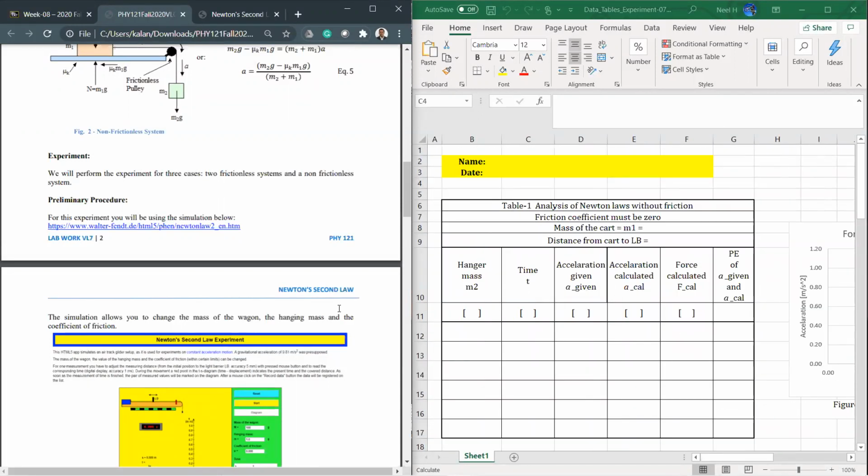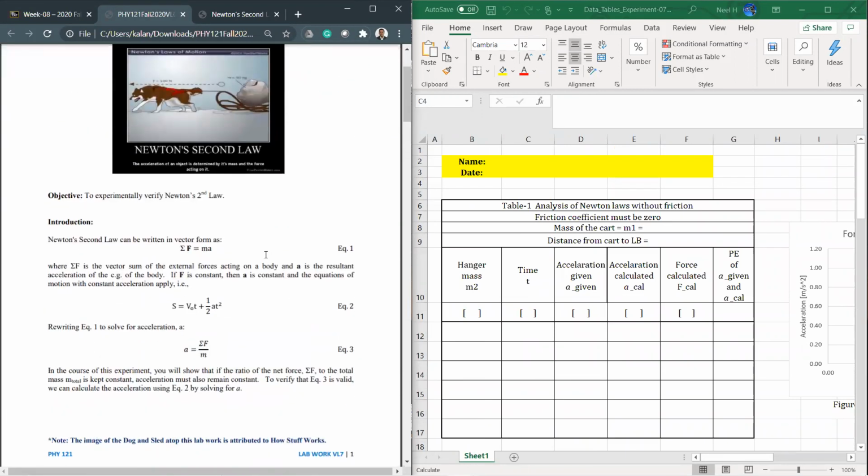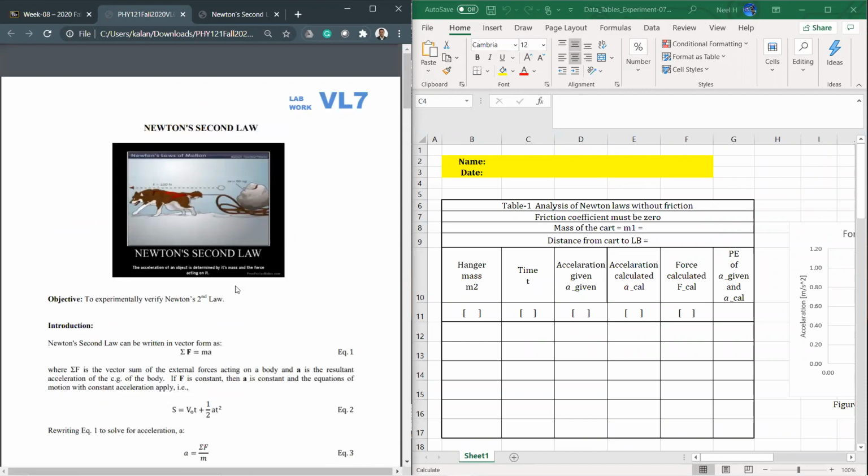Okay, so let's take a look at what we're trying to do with this lab. We are trying to understand the Newton's second law behavior. So that's the plan. So this is a very simple lab. The theory part you should have already come across in your theory class.